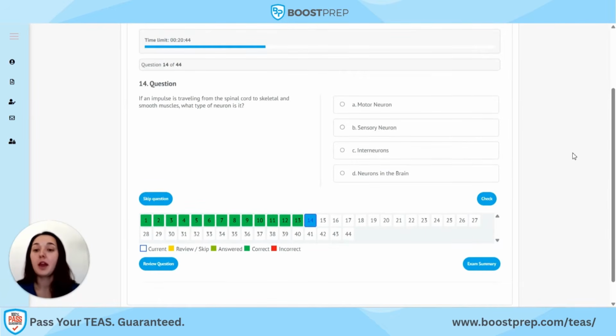Question 14. If an impulse is traveling from the spinal cord to skeletal and smooth muscles, what type of neuron is it? A. Motor neuron. B. Sensory neuron. C. Interneurons. D. Neurons in the brain.